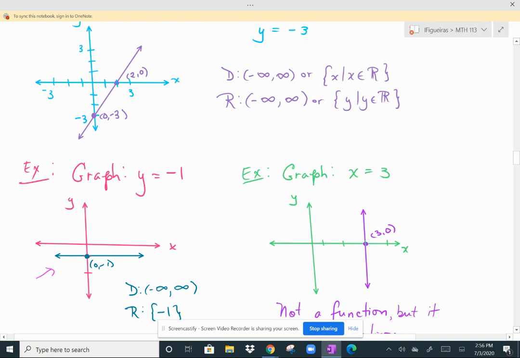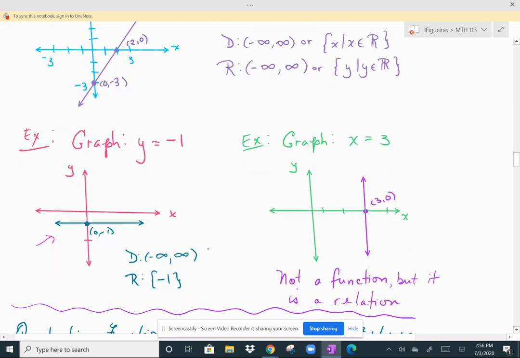So this time my domain is still all real numbers, because x could be anything, but your y is a single value. Your y will never be anything other than -1. So the way you express that is you put the -1 within the curly brackets. So it's just the set of -1 that is your range.